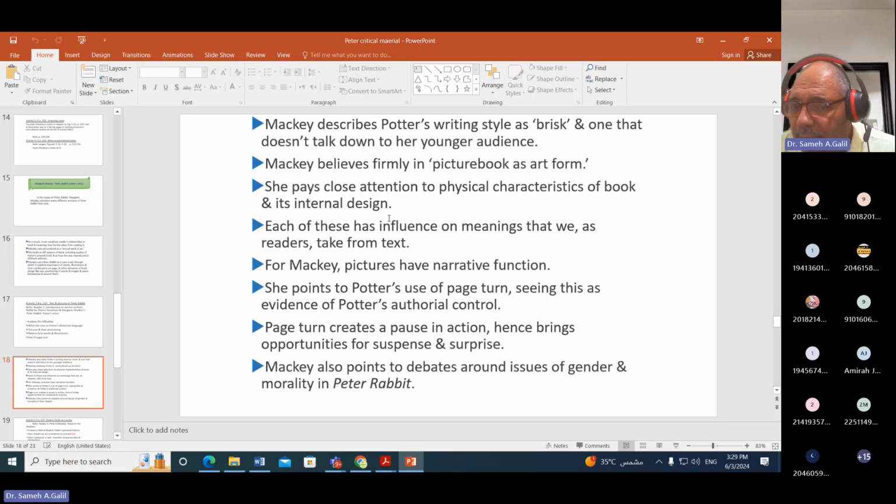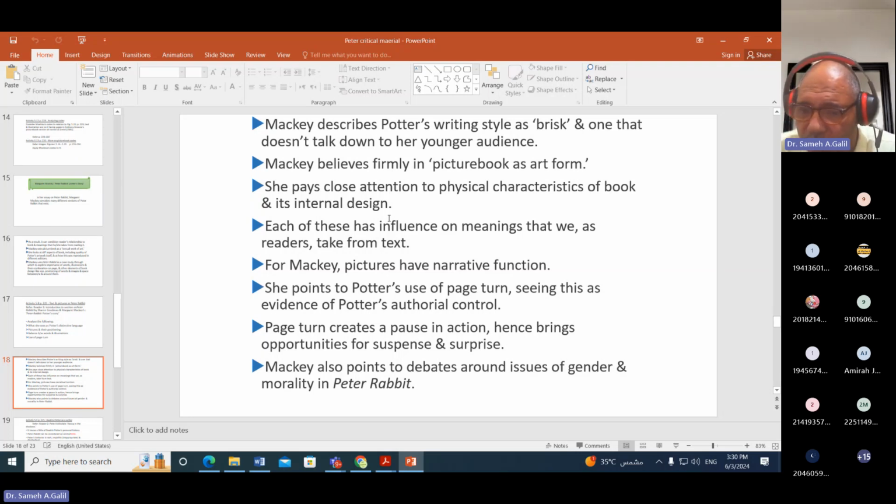So again, we spoke about Mackey considering any picture book as an art form. She looks at the physical characteristics of the book and its internal design, and how those physical characteristics and how the internal design can influence the meaning. So for her, pictures are narrative, or they have a narrative function. They help with the narrative.